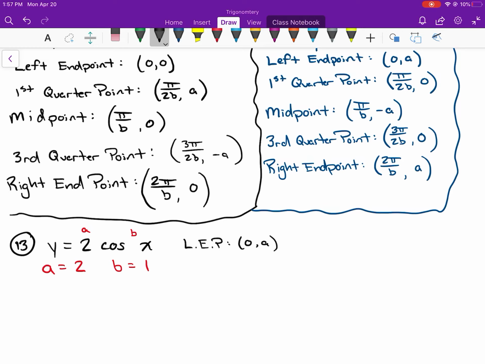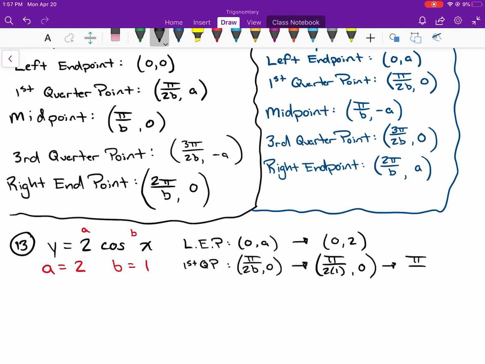So all I got to do is plug A in there. A is 2, so this is 0, 2. Now my next point is my first quarter point, first QP, and that is pi over 2B, 0. We'll substitute the value of B in for this one, which happens to be 1. So pi over 2 times 1, 0. You got to clean it up so it doesn't look all crazy. So I have pi over 2 times 1, 2, and 0.